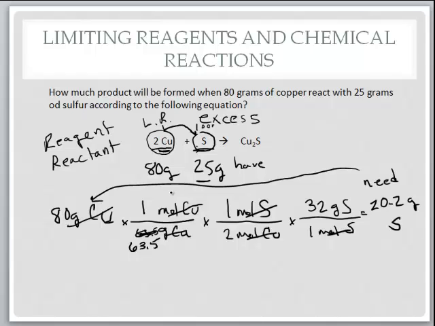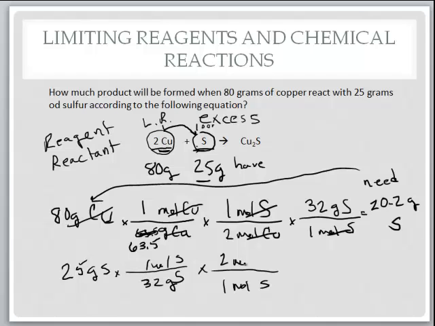If I were to do this the opposite way, let's say I started with my 25 grams of sulfur instead, and I did 32 grams of sulfur per mole, and then the mole ratio, 1 mole of sulfur for every 2 moles of copper, and then 1 mole of copper is 63.5 grams of copper. Let's do the math there. 25 divided by 32 times 2 times 63.5, we get 99.2 grams of copper.